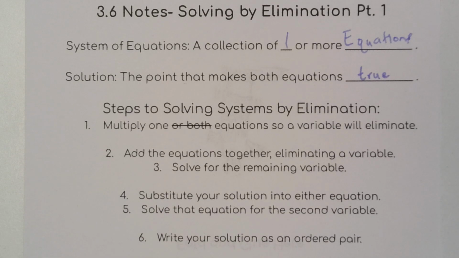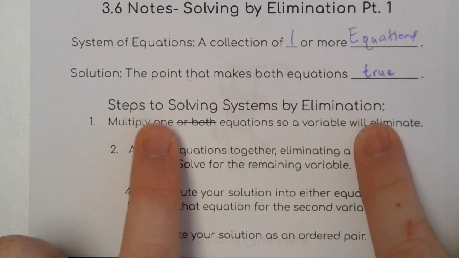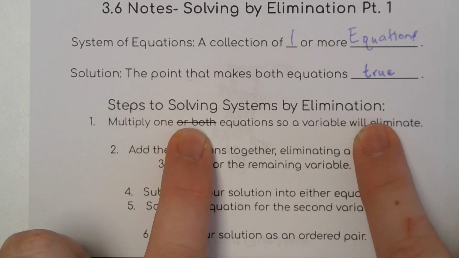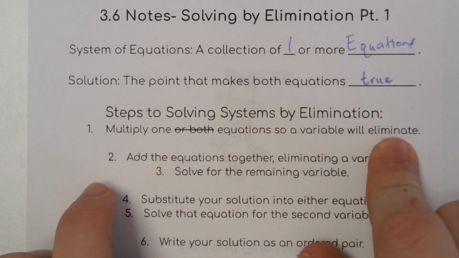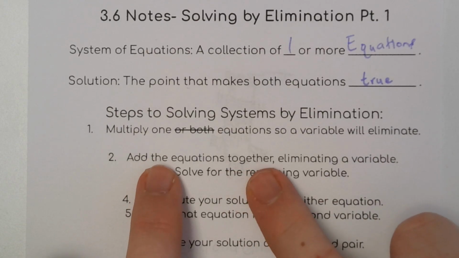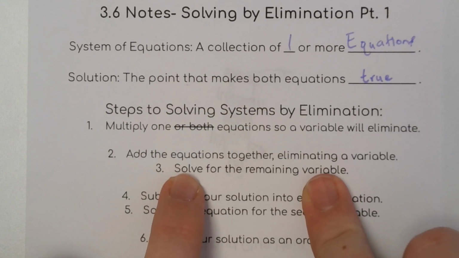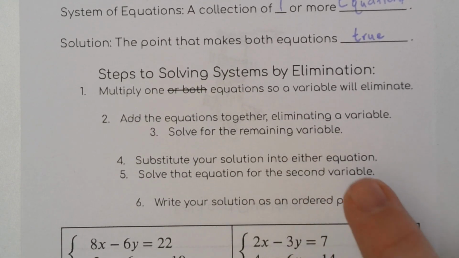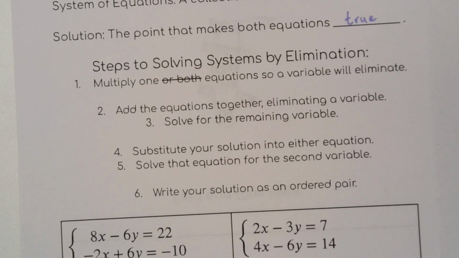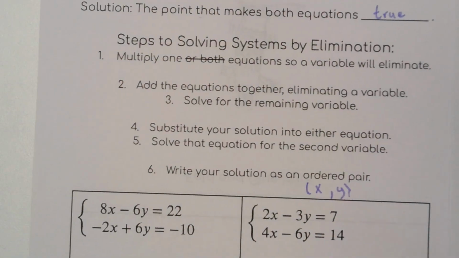Sweet. So our steps to solving by elimination is you multiply one or both. Today we will not do both. Our next one, part 2, we'll do both. Multiply one equation so a variable will eliminate or cancel out. Then you add the equations together to eliminate that variable and solve for the remaining variable. Then you use substitution. So you substitute your solution into either equation and then solve for the second variable. And then you write your solution as an ordered pair, x comma y, as usual.